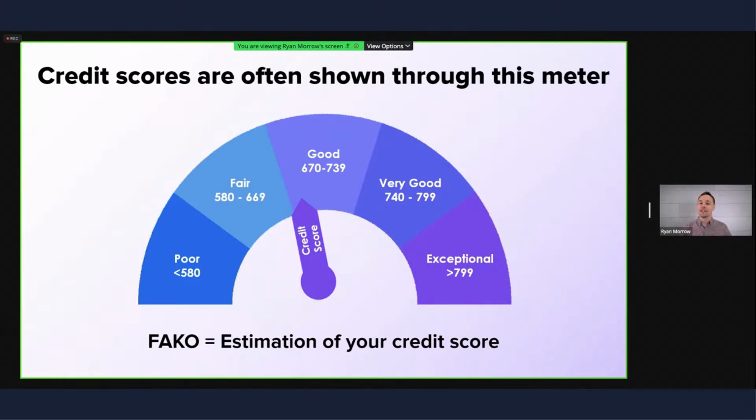Now, you actually might see some discrepancies on the range if you were to look it up online, but in general, this is a good guide. Take note that your score is going to fluctuate daily for the most part, so it's a good idea to keep track of it when you can. Unfortunately, there isn't an easy way to know your exact FICO score or your exact credit score. What you can find, however, is called a FAKO score, an estimate of your credit score. Websites like Credit Karma and Experian will show you a FAKO score, and it'll give you a good temperature check of where you stand.